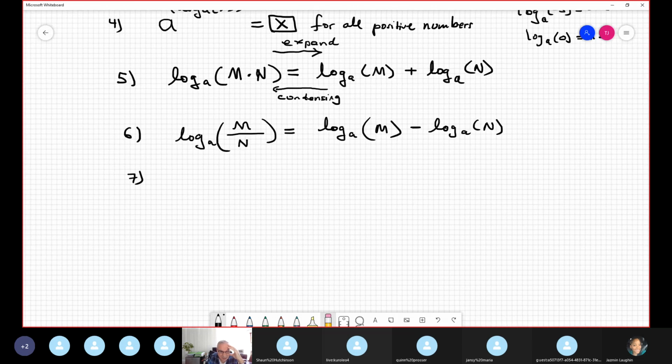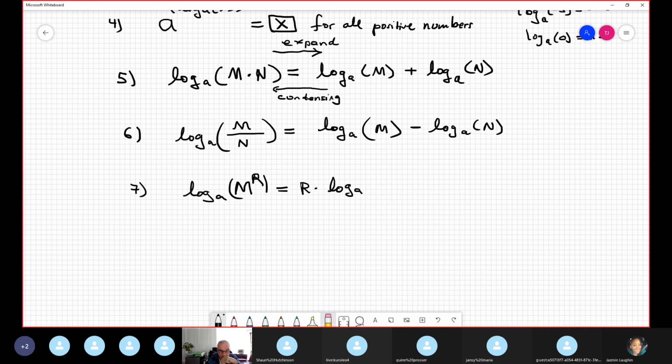Number 7 is similar, but in this case you have an exponent. Numbers 5, 6, and 7, but number 7 is, in my opinion, the most important. You have, for example, the logarithm base a of an arbitrary expression, I call m, raised to the r power. The power is the exponent. So magically, this r, the exponent, goes to the front as a factor.